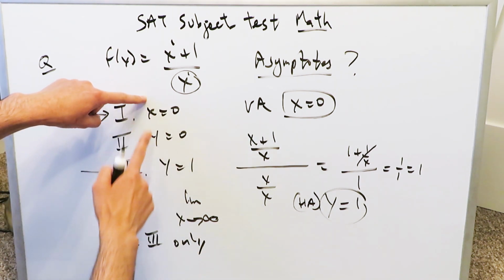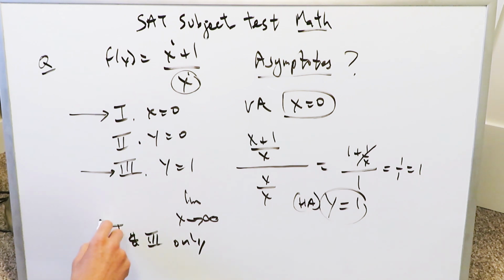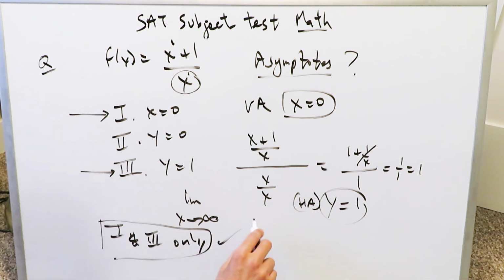You have x equals 0 vertical asymptote, you have y equals 1 horizontal asymptote, and this right here would be your correct answer to the multiple choice question, and you would get it right.